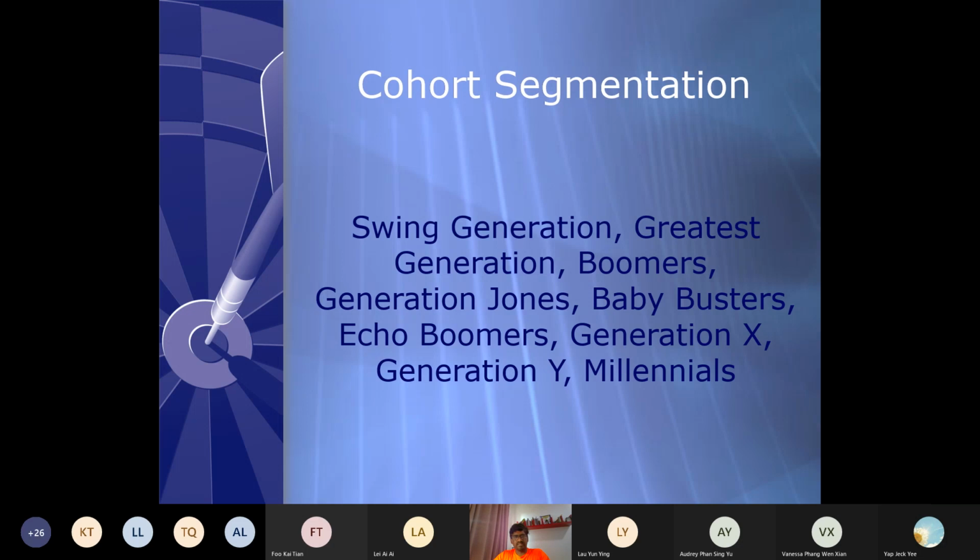And we have Generation X, Generation Y. Generation X is somebody who was born in the early 1980s. Generation X actually falls between the boomers and the millennials. Generation Y is actually born between 1980 to 1990. Those who were born between 1980 to 1990 are Generation Y.